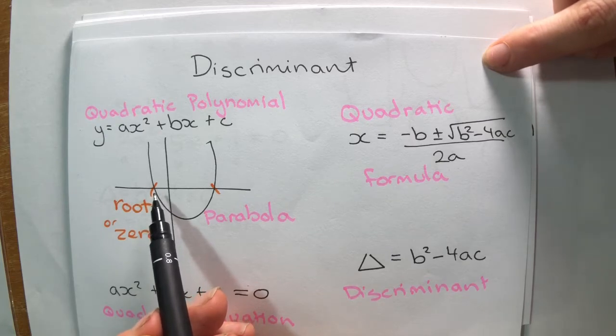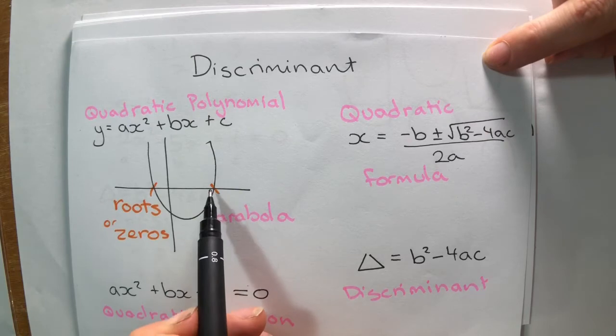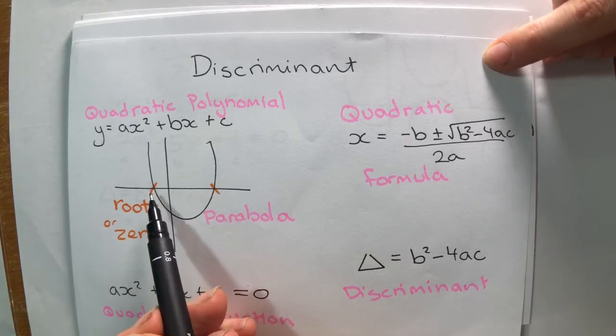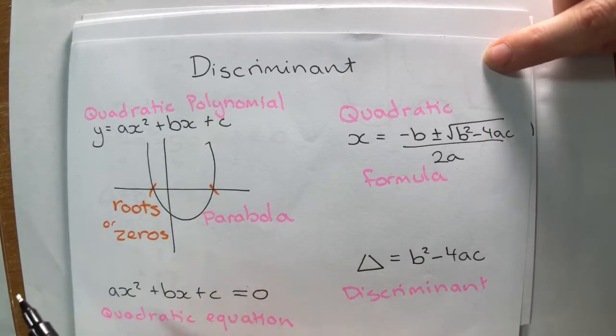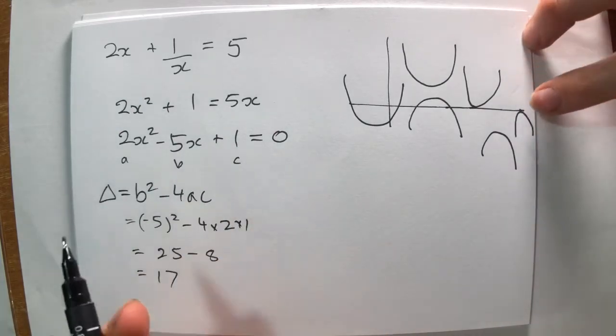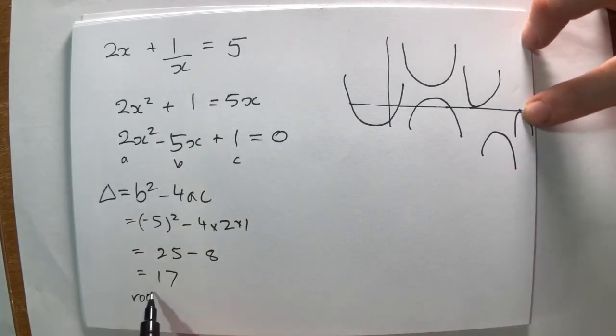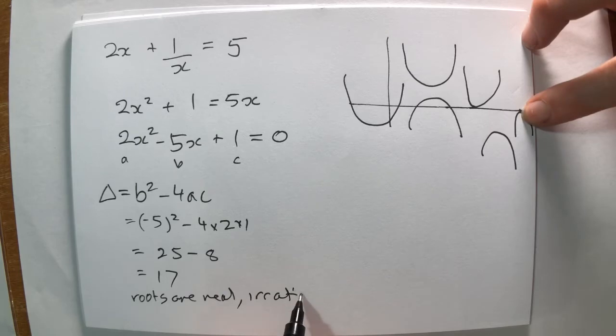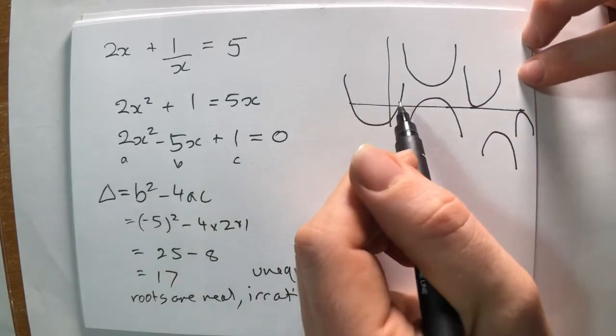Now, that will actually work. Root 17 is an ugly number. So what it will mean is that I will have 2 roots, but they'll be irrational. So under this interpretation, for this particular problem, yes, the roots are real. They're irrational. And they're unequal. As in, there are 2 different answers. It's one of these guys.